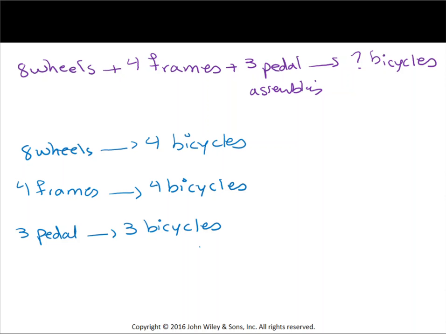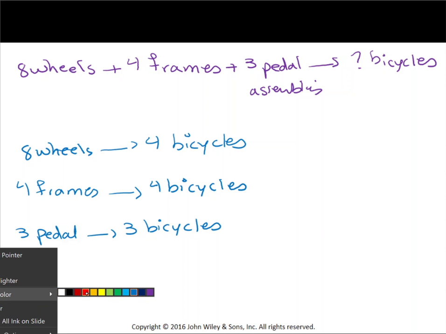But just the fact that I don't end up with the same number of bicycles tells me that I have less of a part than I need. One of the parts, I don't have enough of it. The part that gives you the fewest number of bicycles is the part that's going to run out. It's the part that's going to control the number of bicycles you can make. Or in other words, it's the part that's going to limit the number of bicycles you can make. So that part is going to be the pedal assemblies.